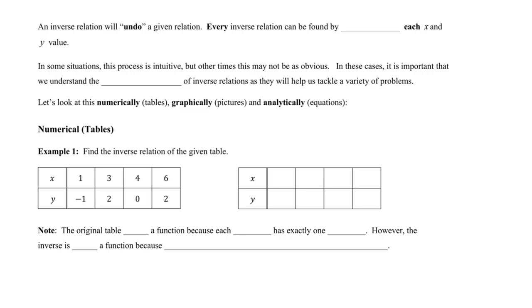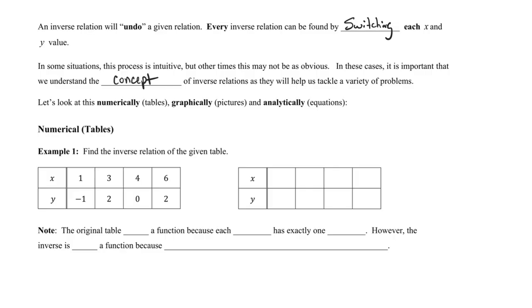Alright, an inverse relation will undo a given relation, which means every inverse relation can be found by switching each x and y value. In some situations, this process is intuitive, meaning it's pretty basic. You kind of know what to do right off the bat. But other times it may not be so obvious. In these cases, it's important that we understand the concept of inverse relations, as they will help us tackle a variety of problems. We're going to be looking at this numerically, giving tables, graphically, pictures, and analytically, equations.